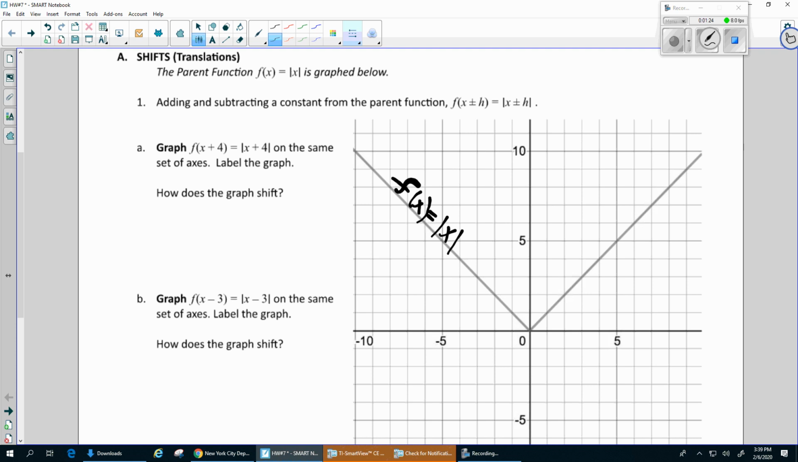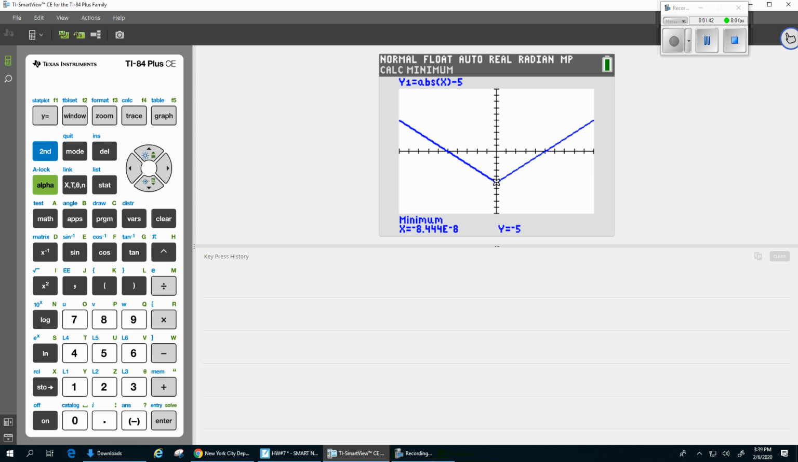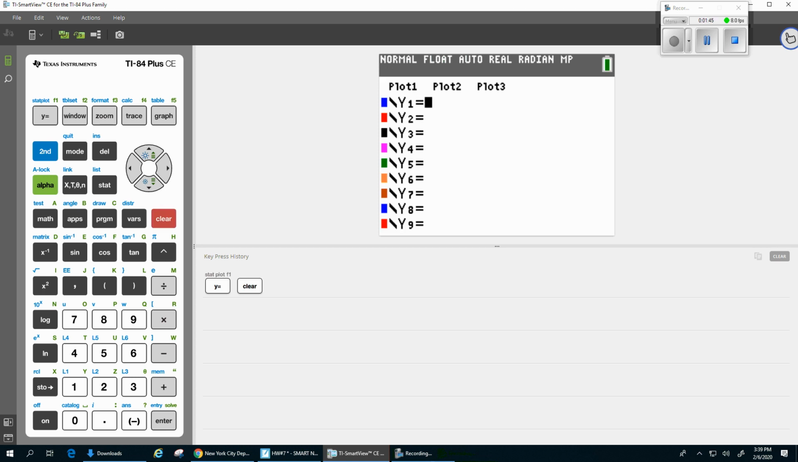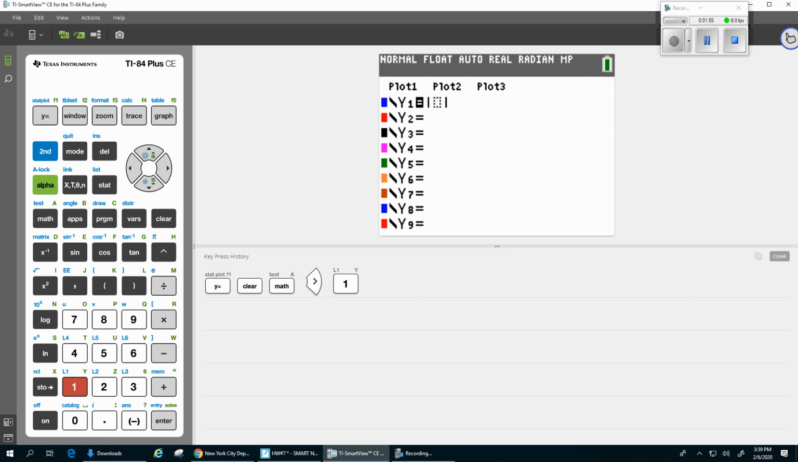So if I have the graph where I add 4 to the absolute value, so x plus 4 inside the absolute value, we want to graph this. So let's take a look and see what this graph looks like. So I'm going to go to y equals, I'm going to clear out whatever's there, and I'm going to tap math, scroll over to num, and hit option 1 for absolute value. Then I'm going to type in my variable button to get my x, and I'm going to add 4.